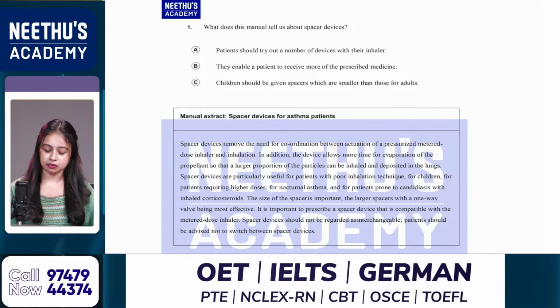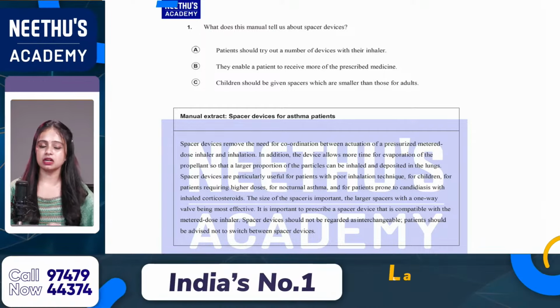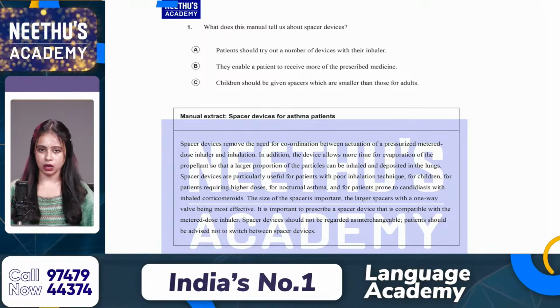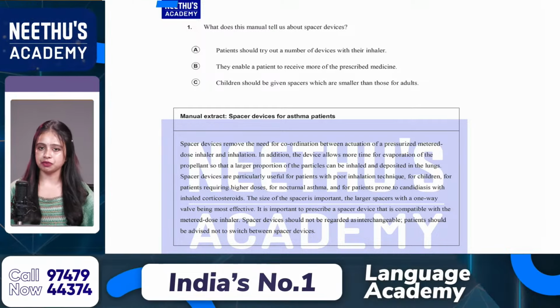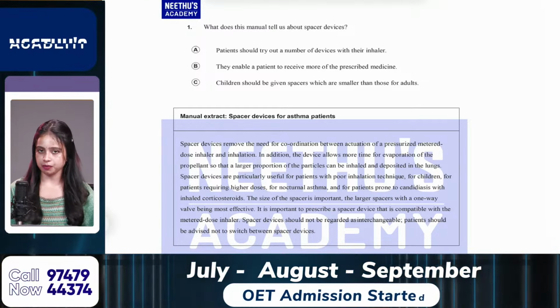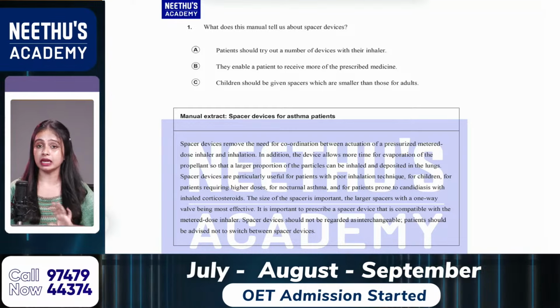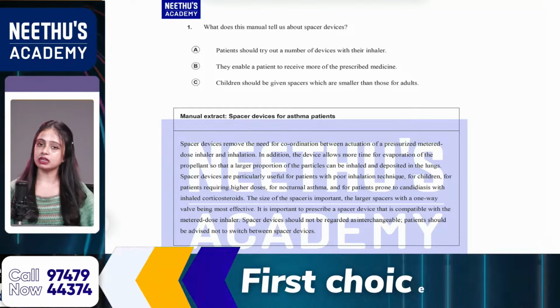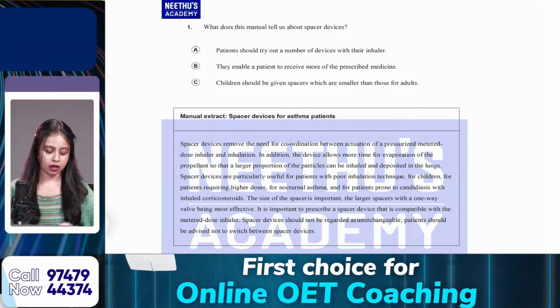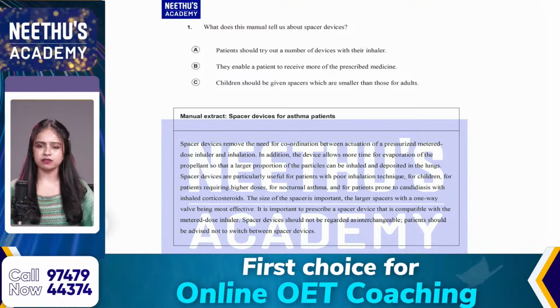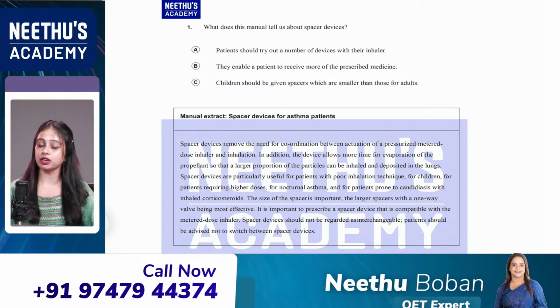Okay, so the question is, what does this manual tell us about spacer devices? Okay, then I'm done with the first step. I read the question. So what is the second one? Understanding the question. Okay, so in which category does the question fall under? Any idea, Anu? Okay, Anasuya, very good, dear.